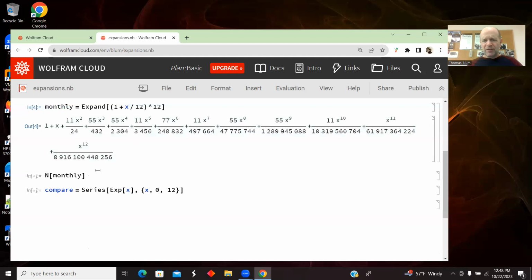And the N here is going to say numerical. So instead of these 11/24ths and 55/430 seconds, it's going to give me a decimal approximation to those, especially if you have very long expansions. That's the nice thing about Mathematica, it does these very exact things for you, but sometimes you don't need to be quite as exact. And so you might want to force it into a more numerical thing. It's not completely numerical because I'm not telling it a specific x.